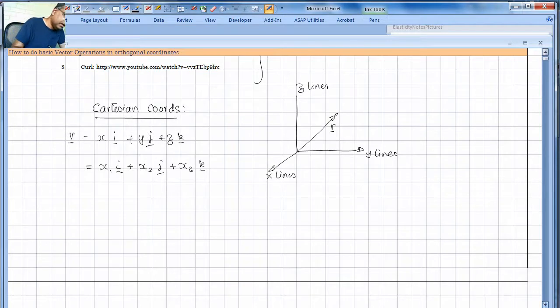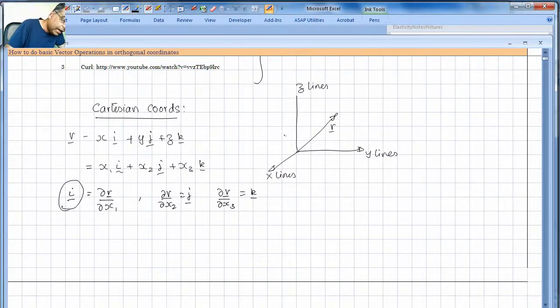Now I can show you something that is trivial and boring, but later will turn out to be useful. If I differentiate r with respect to x1, I'll get i. If I differentiate r with respect to x2, I'll get j. And if I differentiate r with respect to x3, I'll get k. You're thinking, what's the big deal? There's no big deal here. But I want you to figure out that therefore i is the tangent to the x1 line, j is the tangent to the x2 line, and k is the tangent to the x3 line. Okay, that's how it works.